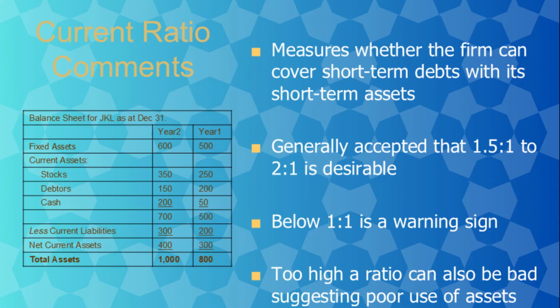A desirable current ratio typically falls between 1.5:1 and 2:1, suggesting that the firm can comfortably cover its short-term debts. Ratios below 1:1 are a warning sign of potential liquidity issues, while excessively high ratios might indicate inefficient use of assets. It's crucial to strike a balance for optimal financial health.